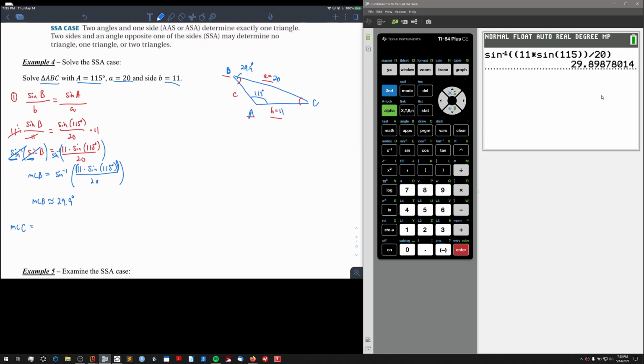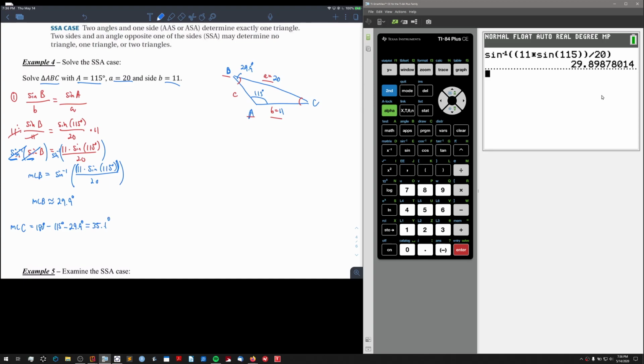The measure of angle C is 180 minus the given angle 115 minus 29.9 degrees. And I'm going to write that equals 35.51 degrees. Sorry, let me check that. I'm not sure if that's right. 180 minus 25... yeah, 35.1 degrees. Okay, so there we go, 35.1 degrees.